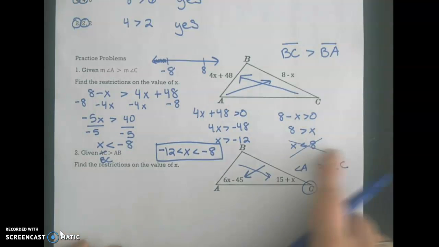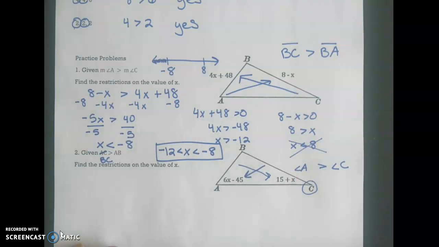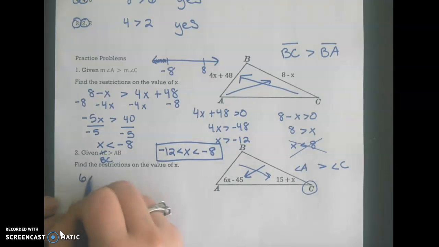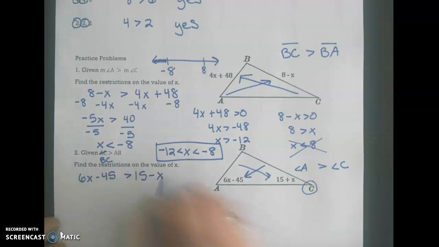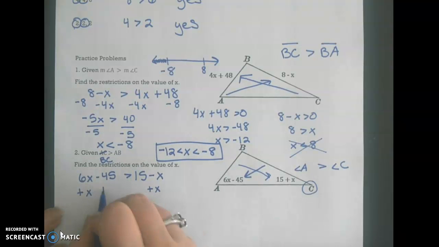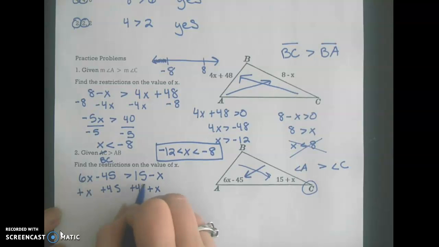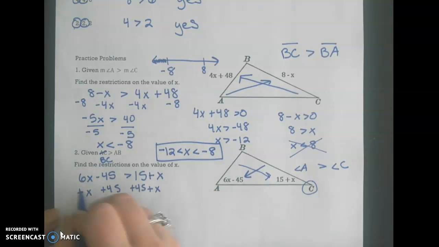So this is the inequality that I am going to plug in my expressions for. So I'm going to have that 6x minus 45 is greater than 15 minus x. And I'm going to solve for x. So I'm going to move all my x's to the left, all my constants to the right. I'm sorry, this is 15 plus x, so I would subtract it here. So I'm going to get 5x is greater than 60. And so that gives me that x is greater than 12.